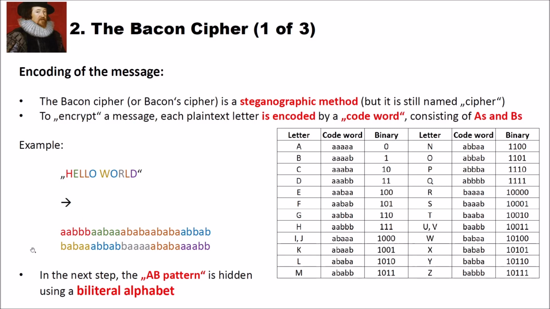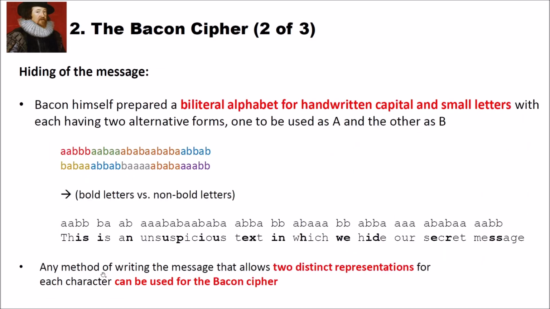And in the next step, the obtained AB pattern here is hidden using a biliteral alphabet. How does this work? Here we have the procedure of hiding such a message. And Bacon himself prepared a biliteral alphabet for handwritten capital and small letters that we will see on a later slide, with each having two alternative forms, one to be used as A's and the other as B's.